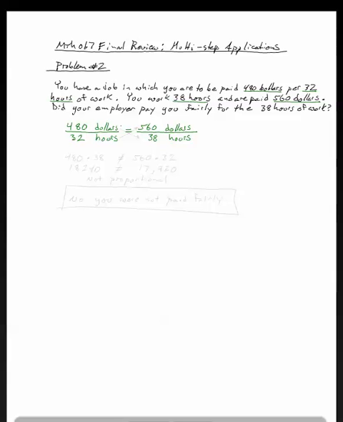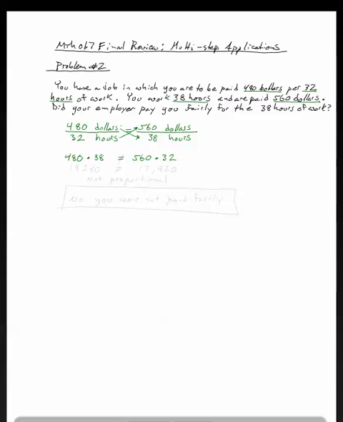Well, if the employer paid us fairly, then these two ratios have to be proportional. So we're going to multiply the 480 times 38 using the cross product. So 480 times 38, and then multiply on the second diagonal, 560 times 32. If these two ratios are proportional, then their cross products are going to be equal.